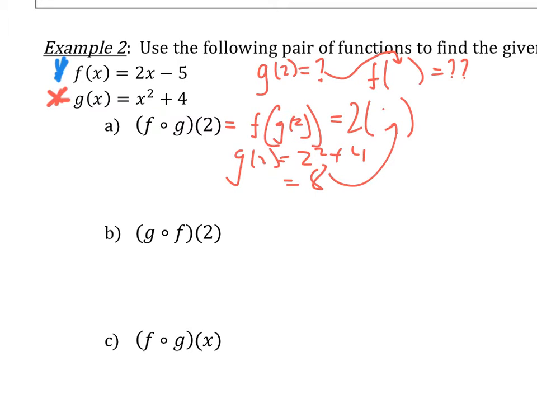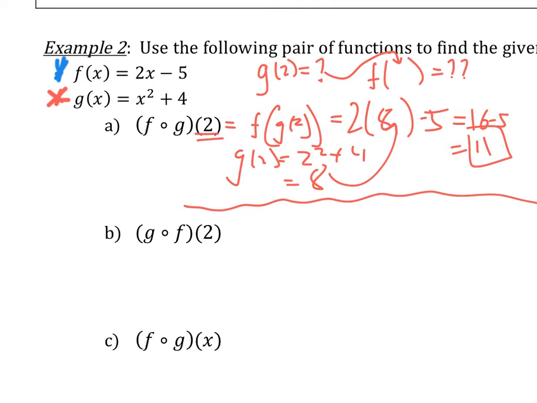So we're going to plug in 8 minus 5. All right, and now we can just compute that. 2 times 8 is 16, minus 5, that's 11. Okay, that's how we do a composition there. Now that's a composition with a number. We'll do one with a variable in a minute.